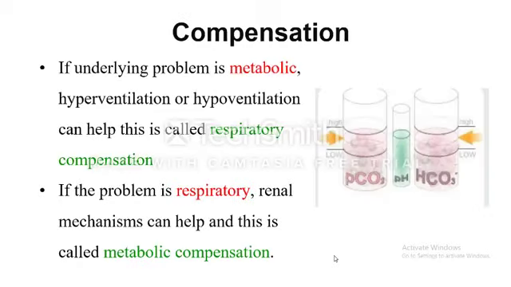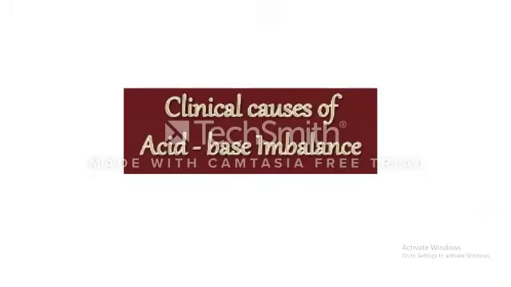If the underlying problem is metabolic, if metabolism is the reason for this acid-base disturbance, then hyperventilation or hypoventilation can help, and this is called respiratory compensation. But if the problem is respiratory, then what happens? Renal mechanisms can help, and this is called metabolic compensation. You see how the respiratory and the renal mechanisms are working together to compensate each other.